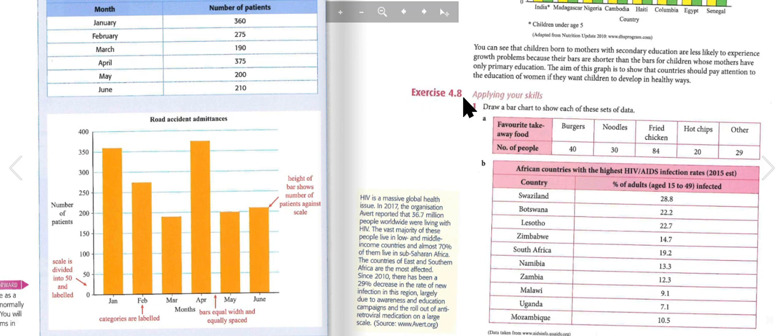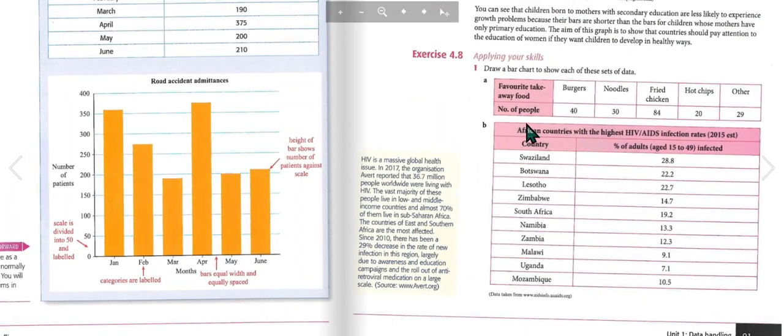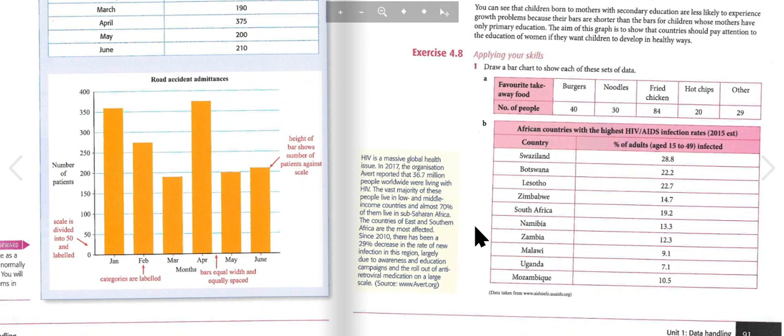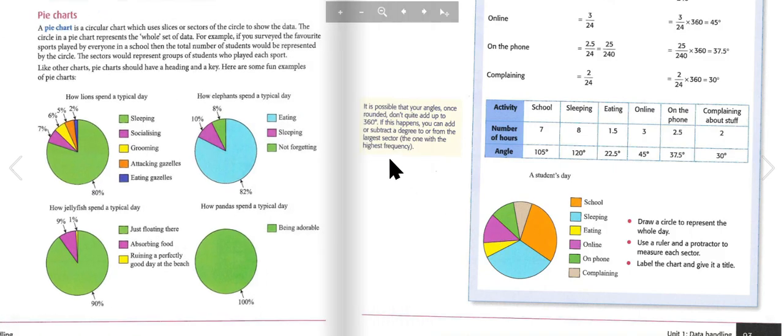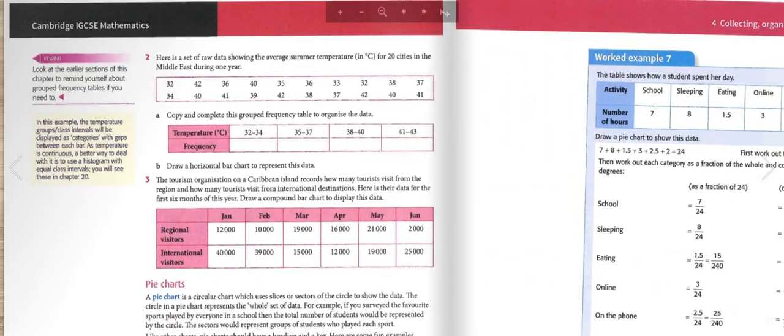Exercise 4.8, Applying Your Skills. Question 1. Draw a bar chart to show each of these sets of data. Here is a set of raw data showing the average summer temperature in Celsius for 20 cities in the Middle East during 1 year. Copy and complete this group frequency table to organize the data, and draw a horizontal bar chart to represent this data.